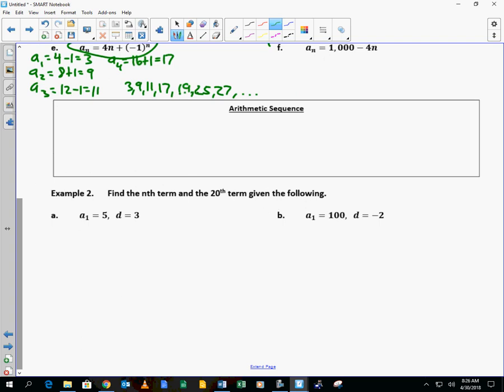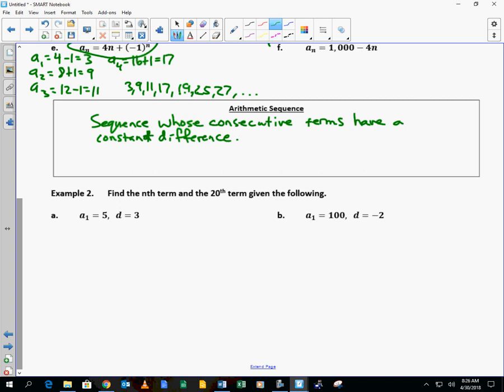An arithmetic sequence is a sequence whose consecutive terms have a constant difference. That's an arithmetic sequence. Okay, so I'll give you an example.